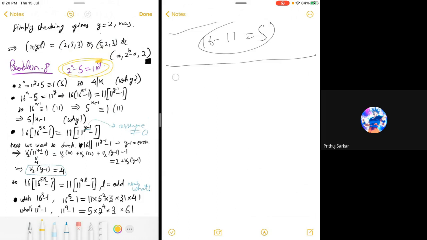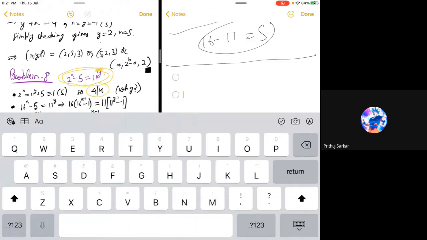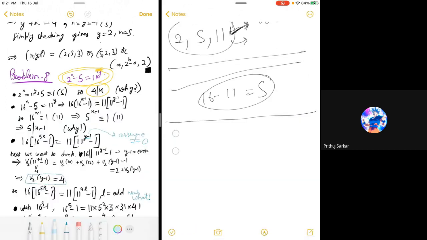So first just check modulo 5. So 2 to the x is equal to 11 to the y plus 5, which is 1 mod 5. Okay, so 2 to the x is congruent to 1 mod 5. That means that 4 should divide x. Can anybody tell me why that is? Why should that be?